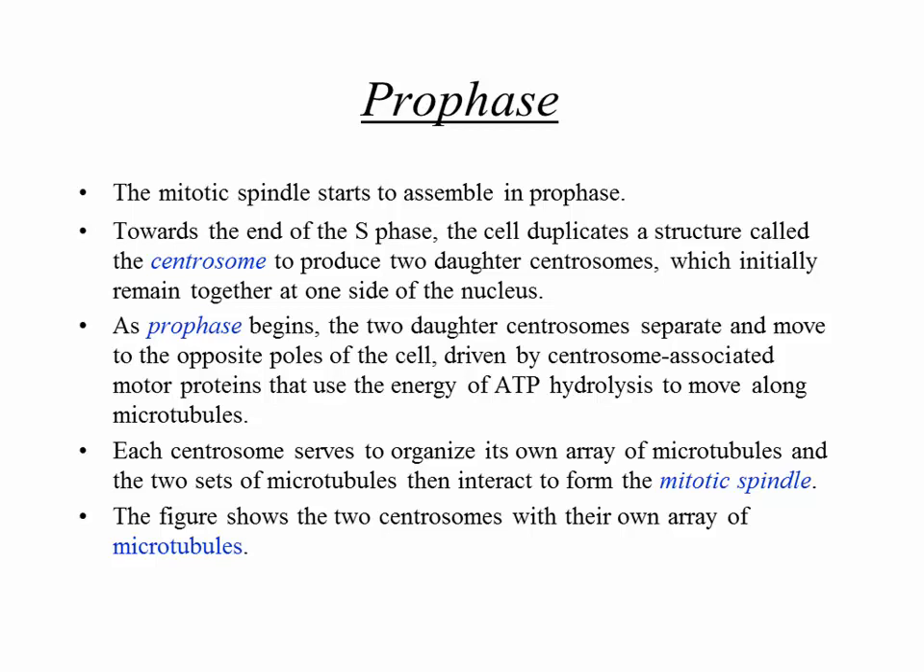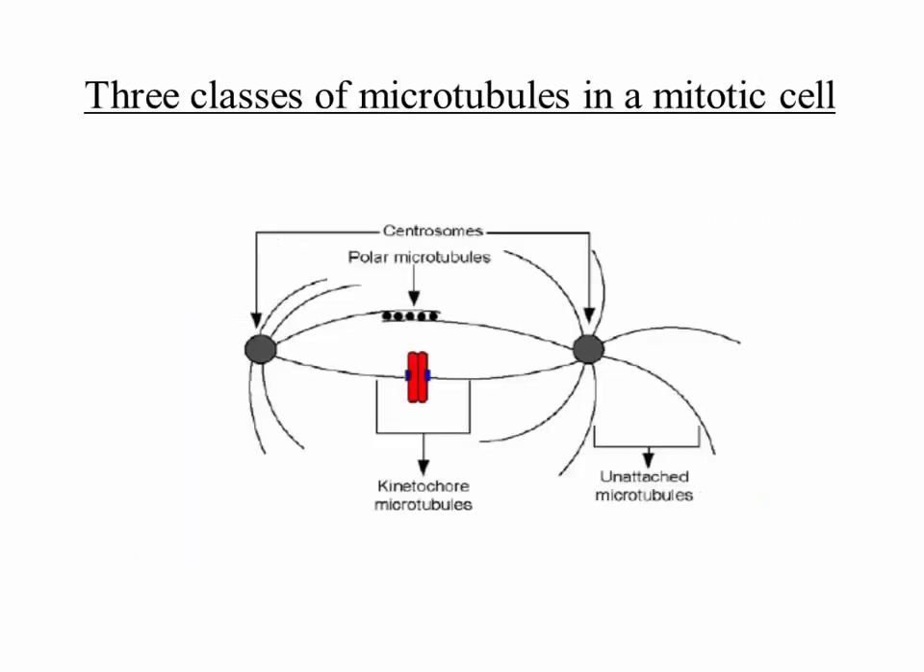The figure on the next page will make everything clear, right? It'll show the two centrosomes with their own array of microtubules. So this is one centrosome, this is another centrosome, right? During S phase, the single centrosome has been replicated, and then in prophase, the two centrosomes are moving towards the two sides of the dividing cell, right? Now, each centrosome is going to produce its own array of microtubules, okay?